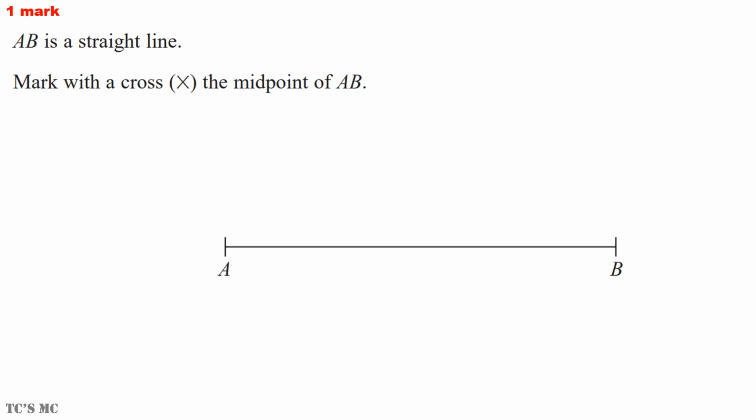AB is a straight line. Mark with a cross the midpoint of AB. We need to find the middle of AB and put a cross. That would get us 1 mark.